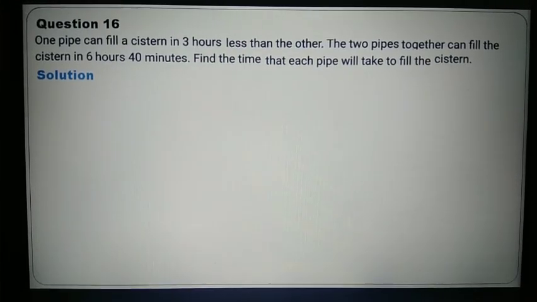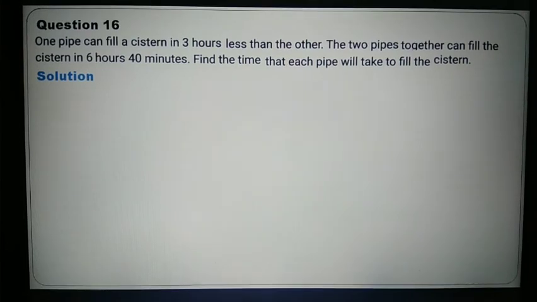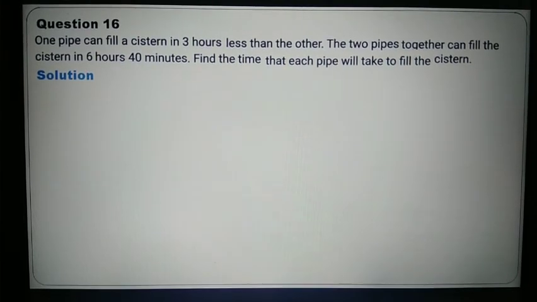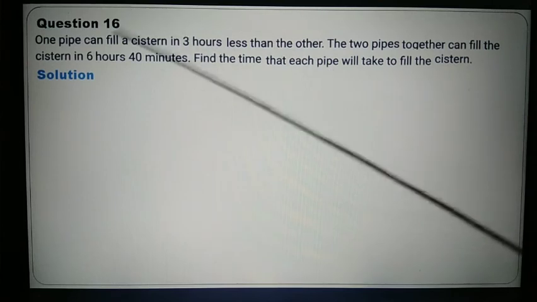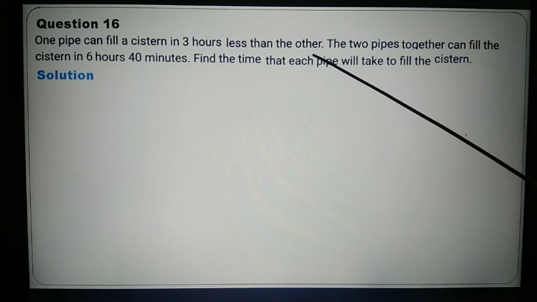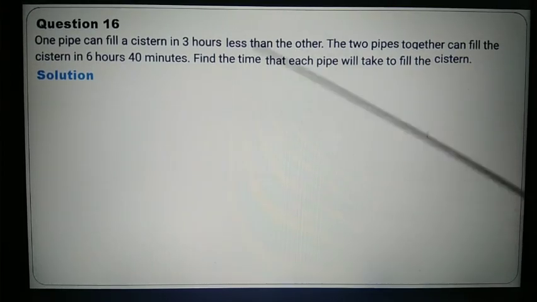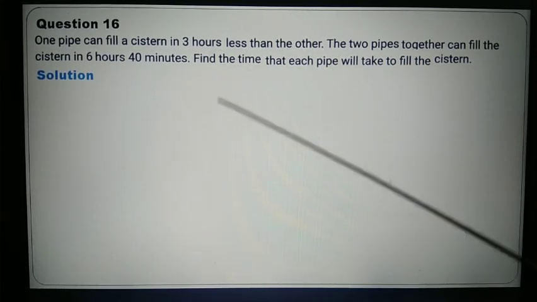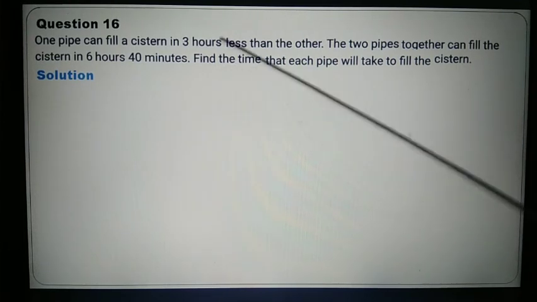Okay, let's have a look at this problem. This problem is also a kind of the earlier problem, that is question number 15. But here the time is given in terms of hours, and instead of men working, here the pipes are working. There are two pipes, and one pipe can fill a cistern in 3 hours less than the other. Suppose one takes 6 hours to fill the cistern, then the other has to take 3 hours, that is 3 hours less than the first one.